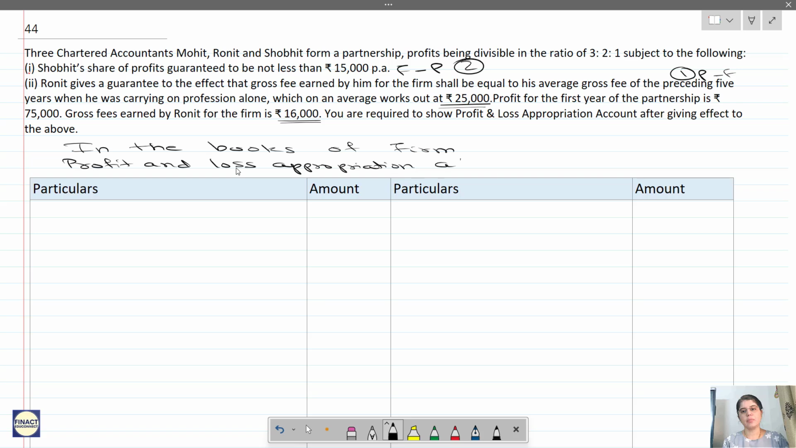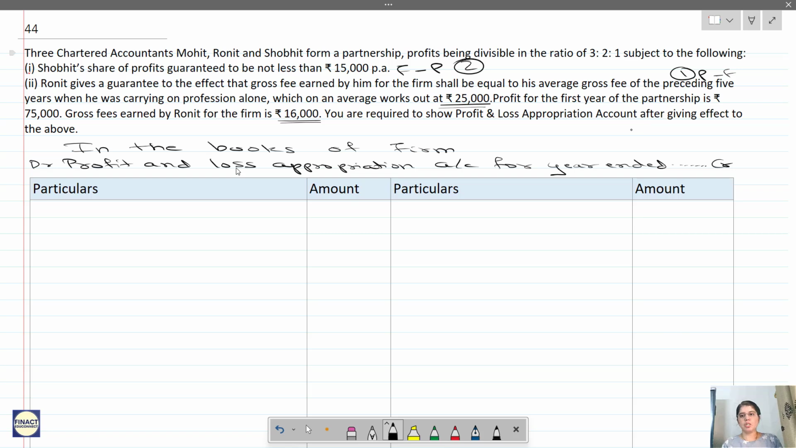Profit and loss appropriation account for year ended. Is year ended given here? No, nothing is given. So if year ended is not given, if you have written it, just put dot dot dot, or don't write it, just write profit and loss appropriation. But if you have written it, just put dot dot dot.